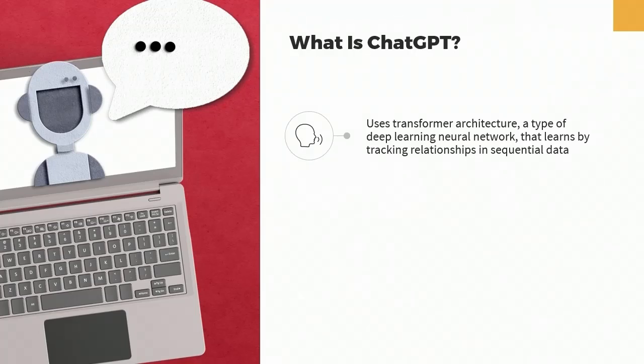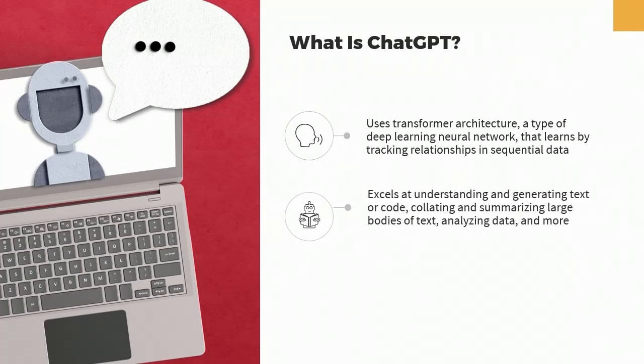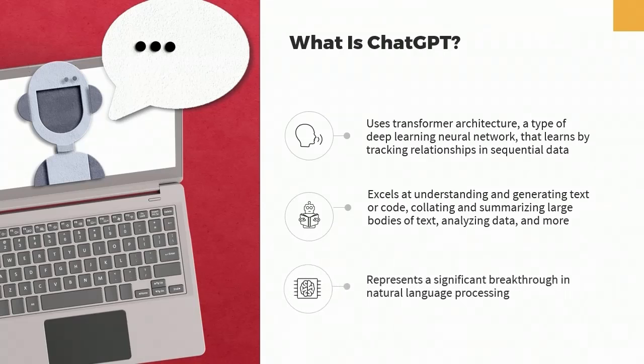Because ChatGPT is designed for interactive and conversational use, it excels at understanding and generating or translating text or code, collating and summarizing large bodies of text, analyzing data, and much more. The development of this technology represents a significant breakthrough in natural language processing because it can generate responses to a wide variety of prompts.